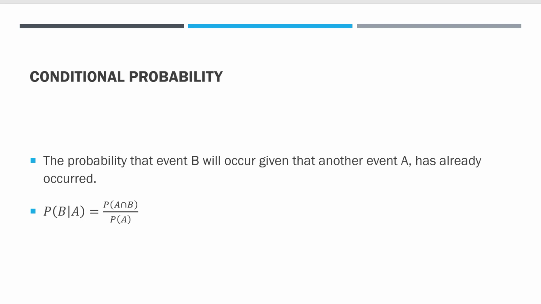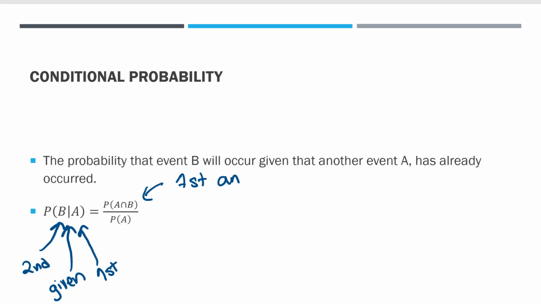So look at the way the notation is. We have the B written, which is that second event. Then we have this line that means the word given. And then we have the first event. The numerator is the first and the second event occurring. So this little symbol here that looks like an upside down U is the word and, the word intersection.